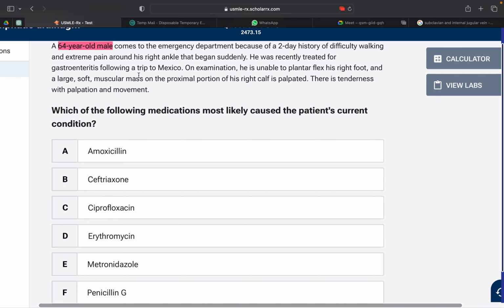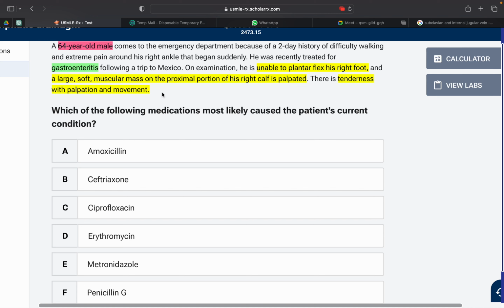He was recently treated for gastroenteritis, that means a GI infection, following a trip to Mexico. On examination, he is unable to plantar flex his right foot. This is an important thing. And a large soft muscular mass on the proximal portion of the calf is palpated, with tenderness on palpation and movement. So, which of the following medications most likely caused the patient's current condition?